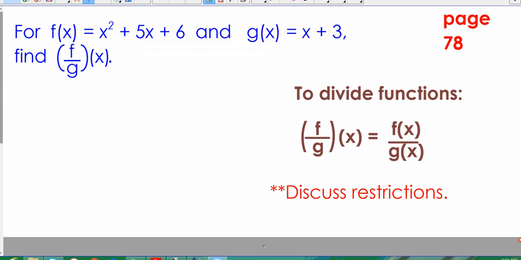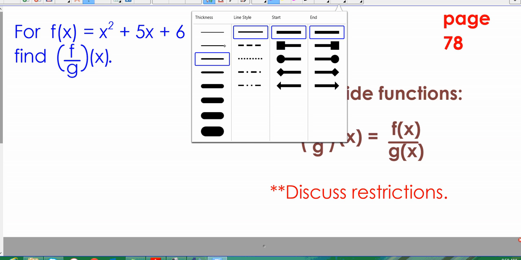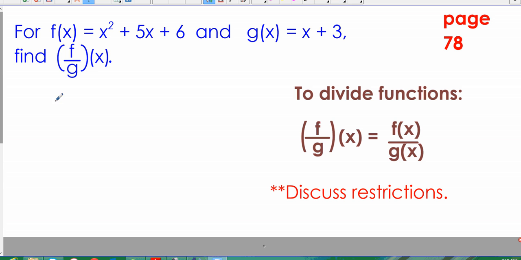Alright, go to page 78, go ahead and write this down, and then unpause the video and we'll go through it together. So this part is new from what you guys did in the first unit. We never divided a function. So we're going to go ahead and stick with what we did before.